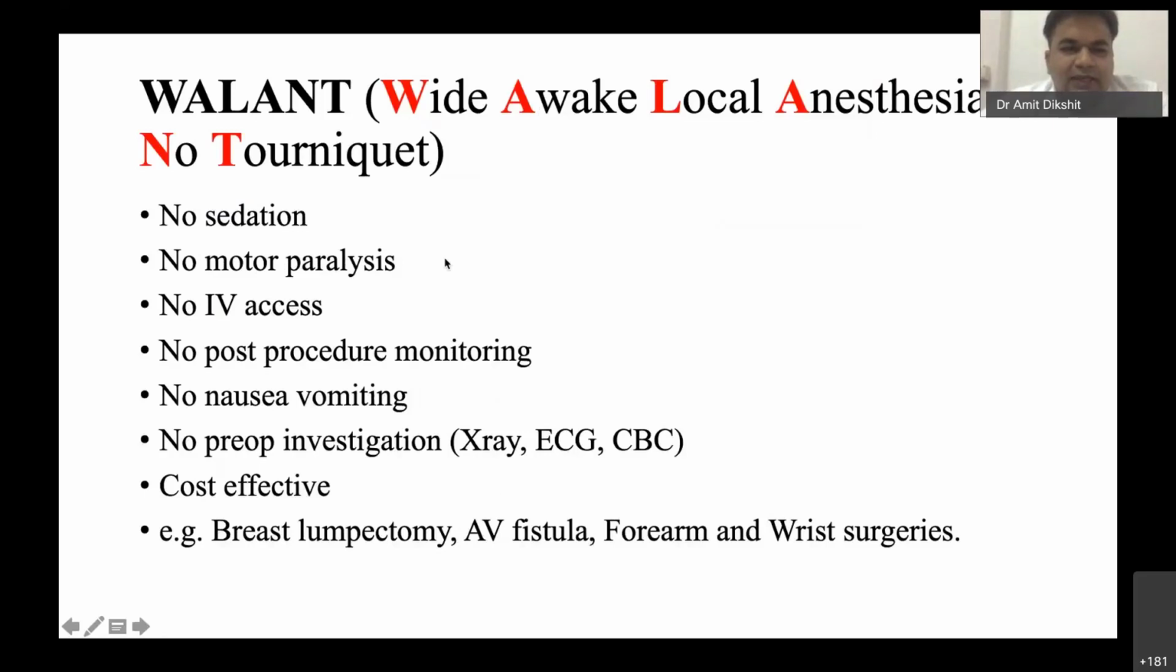And so the WALANT technique is very popular amongst European surgeons, where it is being used for AV fistula, forearm, and wrist surgery. Even the effect is extrapolated to breast lumpectomy. The only negative or flip side is that more injections are required and the patient may not like it. But when done with proper care and good knowledge of sono anatomy and anatomy, you can do it very well.